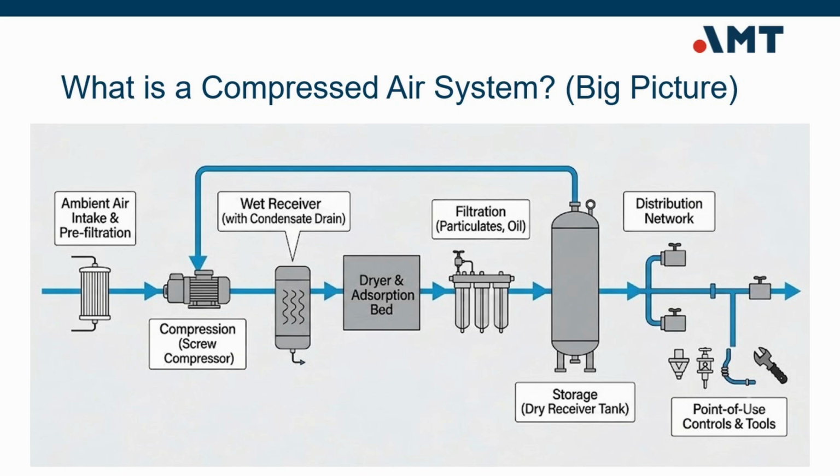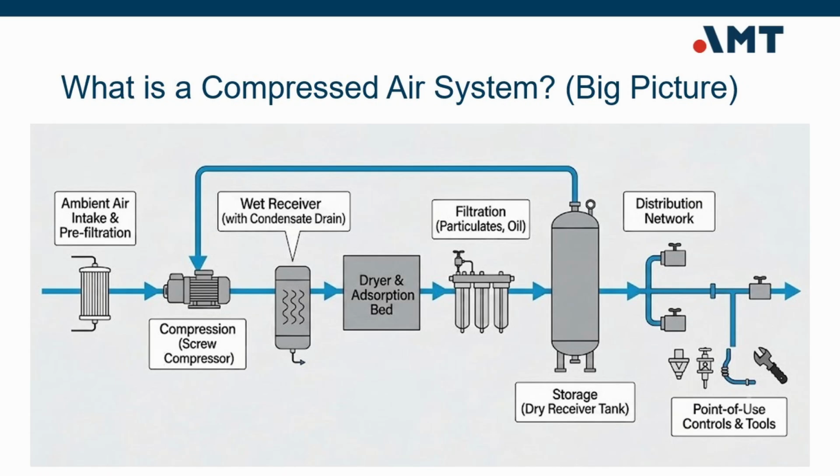Here you can see a full compressed air system, from ambient air intake all the way to end use. Let's walk through it step by step. On the far left, we begin with ambient air intake and pre-filtration. The compressor pulls in atmospheric air, which already contains moisture, dust, and contaminants. Pre-filtration protects it from ingesting debris. Next is the compressor itself, in this example a screw compressor. This is where electrical energy is converted into compressed air energy. As we discussed earlier, most of the energy becomes heat during compression.